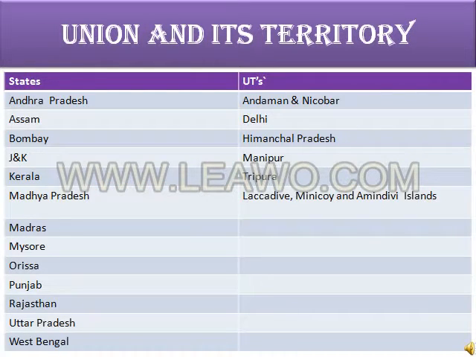These 14 states were Andhra Pradesh, Assam, Bombay, J&K, Kerala, Madhya Pradesh, Madras, Mysore, Orissa, Punjab, Rajasthan, Uttar Pradesh, West Bengal. And the UTs were Andaman and Nicobar, Delhi, Himachal Pradesh, Manipur, Tripura, Lakshadweep, Minicoy and Amindivi Islands.